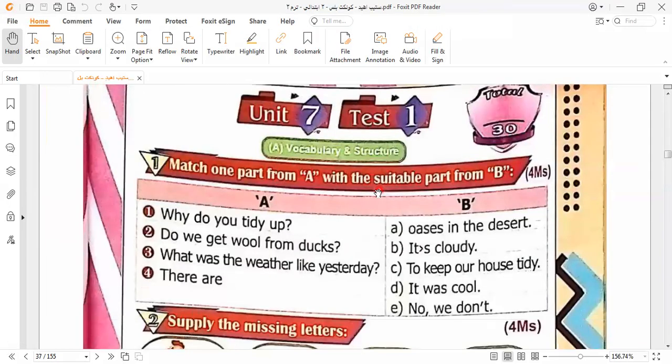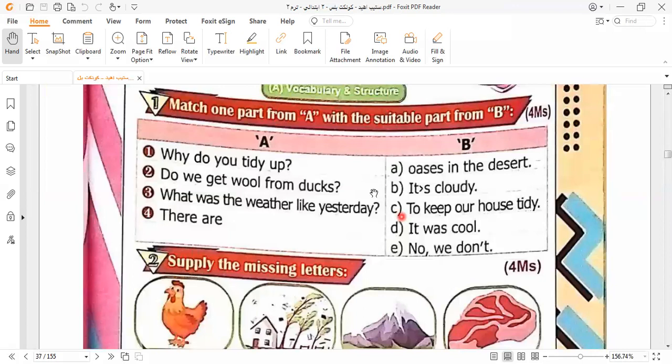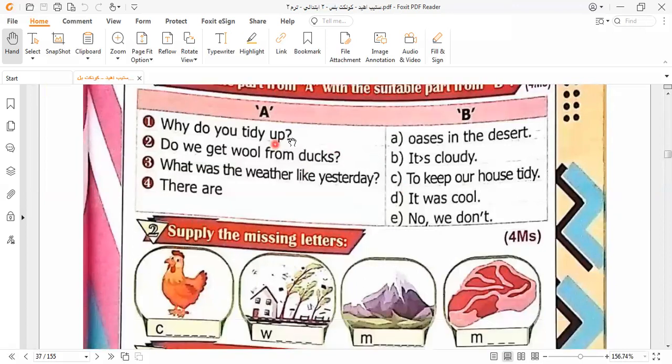There is a test depending on Unit 7. Let's answer this test. Why do you tidy up? Why will you tidy your home? Well, to keep your home dirty or to keep your home clean? To keep our house tidy, to keep our house clean. So I select number 1 by number C.